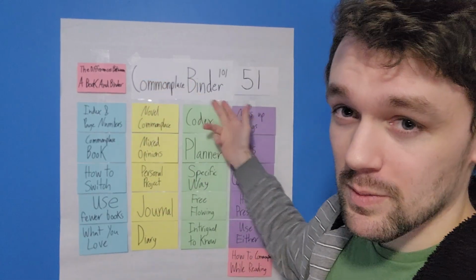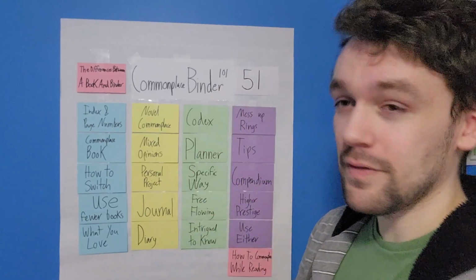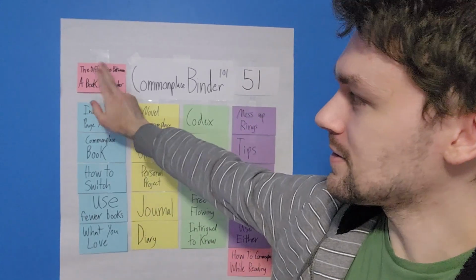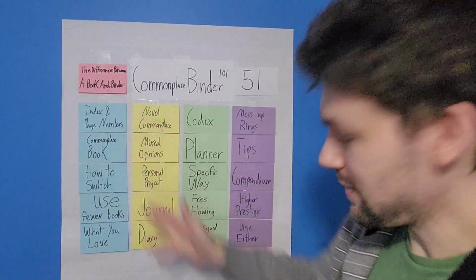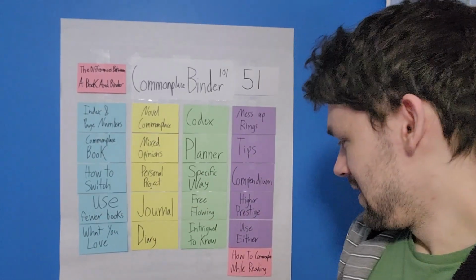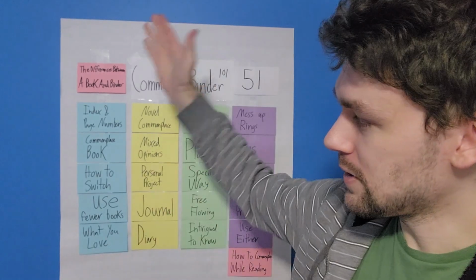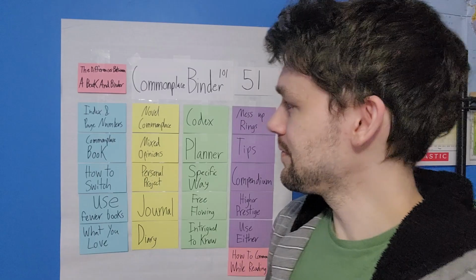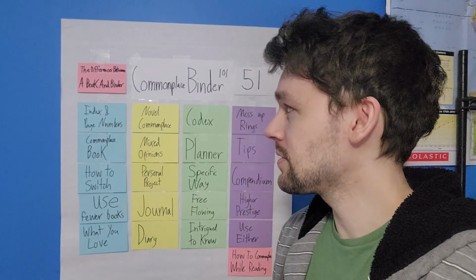So this is the Commonplace Binder 101 playlist. We're on video number 51, which means we're more than halfway through, which is awesome. This is the video title, and this is the last thing we're going to talk about today. So we're going to go through this one column at a time, and then we'll be done. So yeah, index and page numbers.